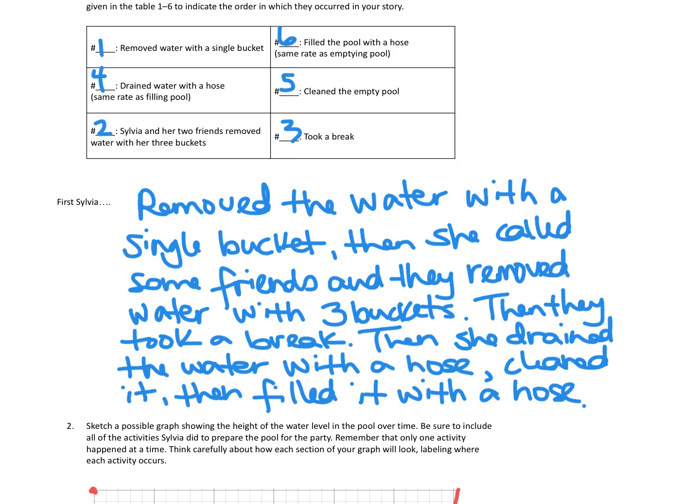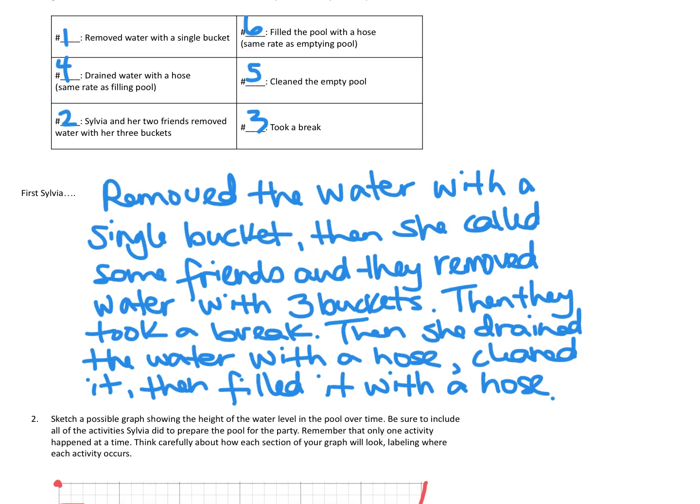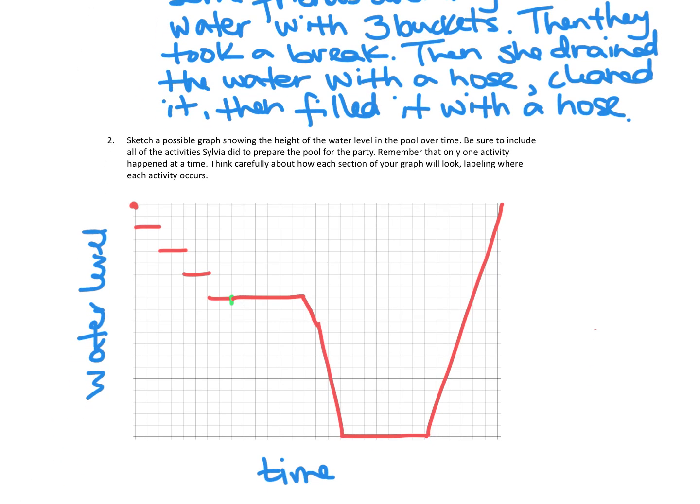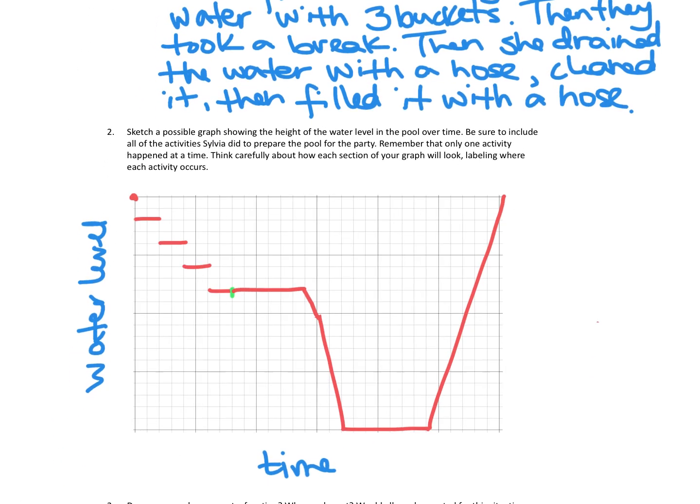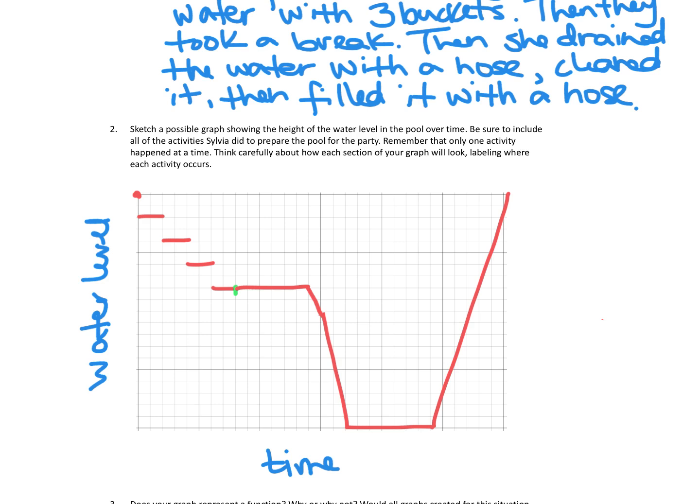So here's a reminder of my story, right? First was a single bucket, then the 3 buckets, then a break, then drain with the hose, clean the pool, and then filled with the hose. Here's the graph that I came up with that represents my story. So I'm going to label each part now. So this part right here is kind of like a sudden drop with 1 bucket.